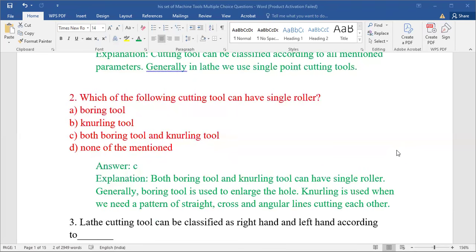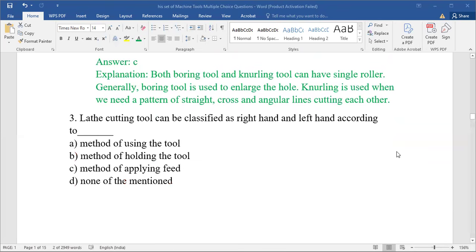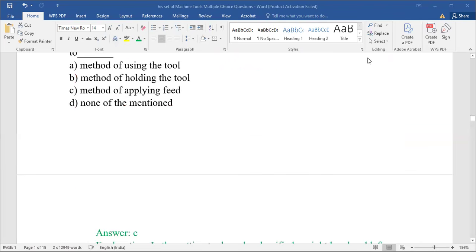See, the third question: lathe cutting tools can be classified as right hand and left hand according to method of using the tool, method of holding the tool, method of applying the feed, none of the mentioned. Answer is C, method of applying the feed. Why?